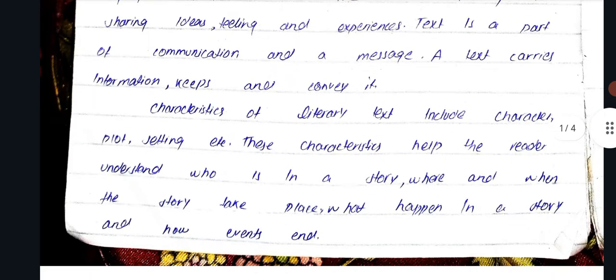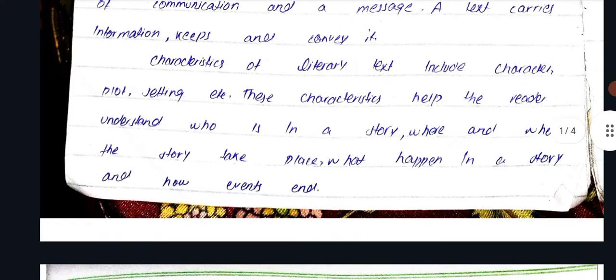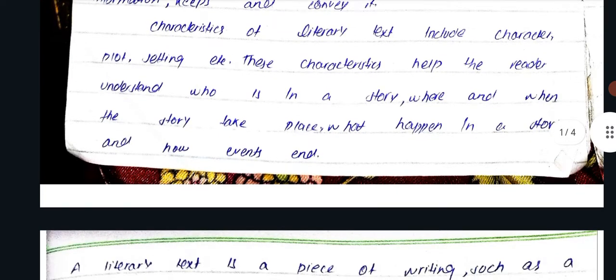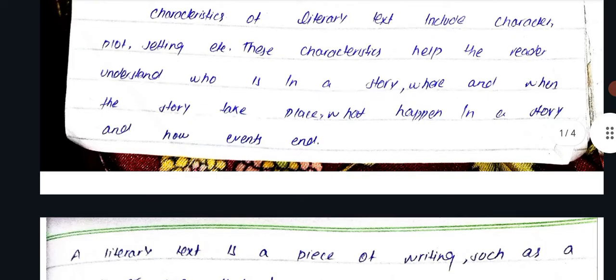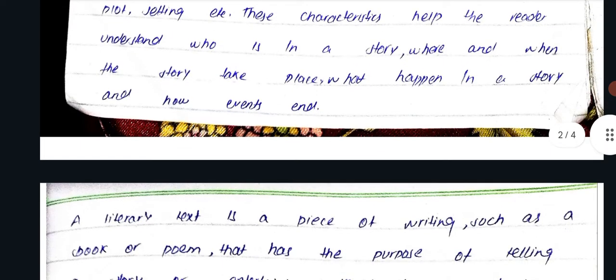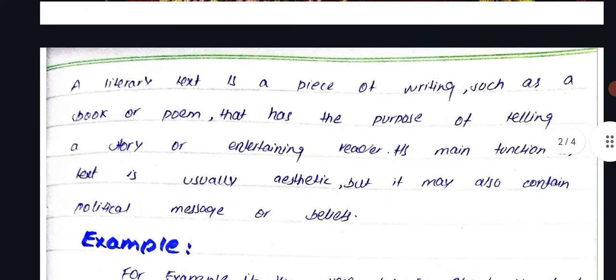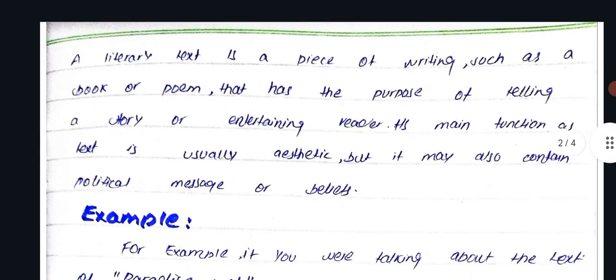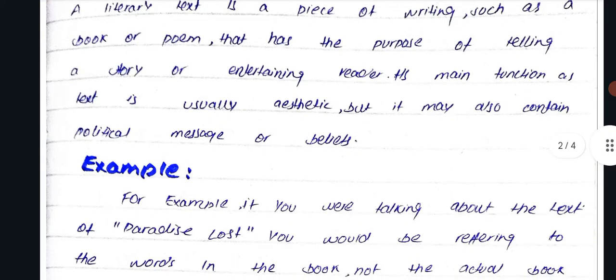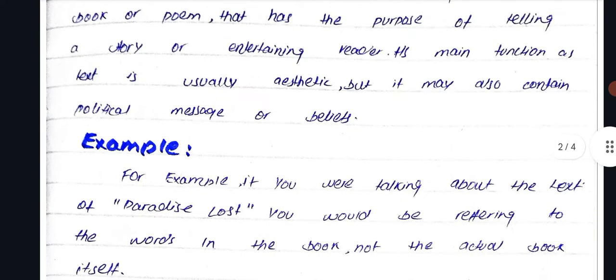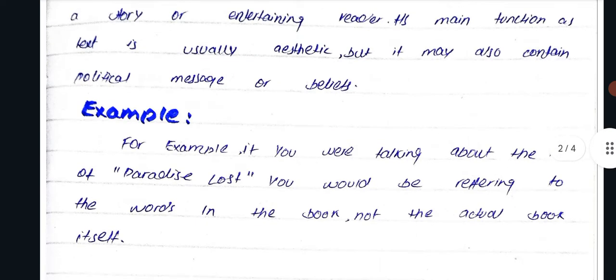Characteristics of a literary text include characters, plot, setting, etc. These help the reader understand who is in a story, where and when the story takes place, what happened in a story and how events end. A literary text is a piece of writing such as a book or a poem that has the purpose of telling a story or entertaining the reader. Its main function as a text is usually aesthetic, but it may also contain a political message or belief.